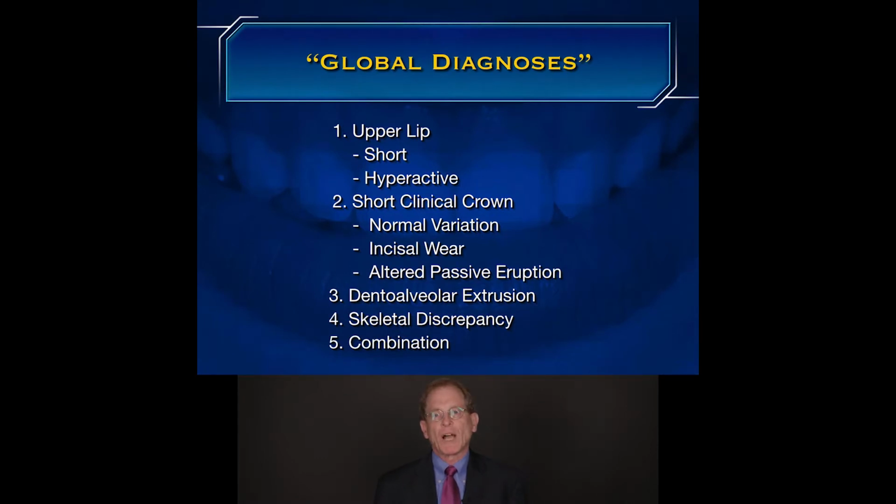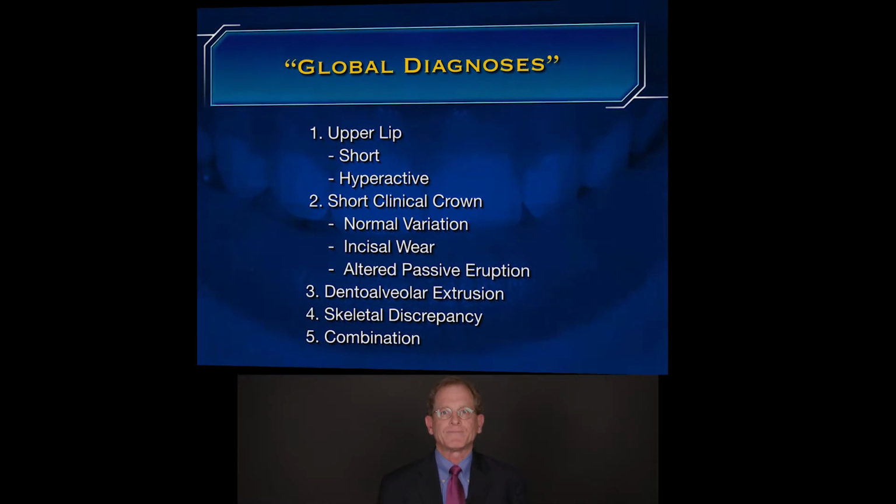My partner Jeff Rouse and I have been working on this information for more than 2 decades, and so the 4 global diagnoses, in our opinion, dictate all interdisciplinary treatment planning. The first diagnosis is related to the upper lip, the second to the clinical crown, the third, dentoalveolar extrusion, which means supereruption of the teeth, and the fourth is a skeletal discrepancy. And of course, a patient can have more than one of these going on at the same time.